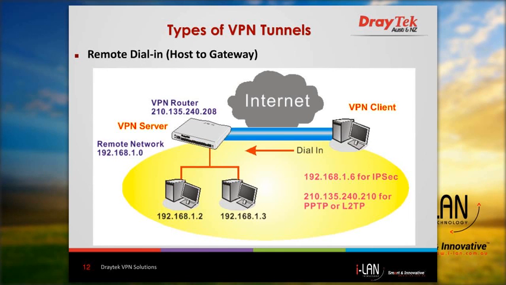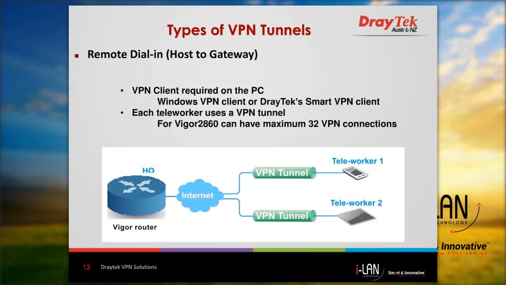This diagram shows the other type of VPN tunnel, which is the remote dial-in VPN. Here a single user can use a VPN client running on the computer to set up a VPN tunnel for secure communication with the head office network. The client will be the user, shown on the right-hand side, and connects to the VPN server, which will be at the head office. I'll just go to the next slide here.